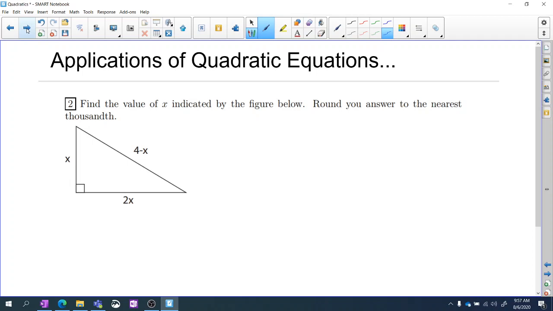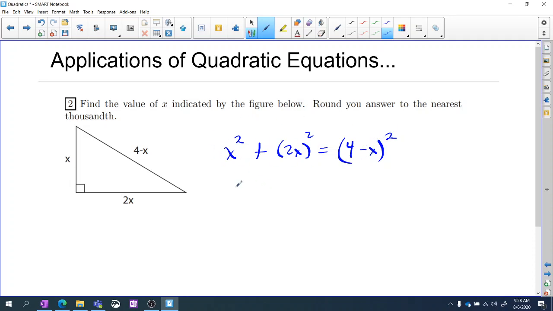Okay, a few more. This one wants us to find x on the indicated figure below. Round your answer to the nearest thousandth. Key here is the right angle in the corner, which means this diagram represents a right angle triangle, which means it must follow Pythagoras' theorem. So if I square one of the legs, and then I square the other leg, I have to get the hypotenuse squared. Every right triangle must satisfy Pythagoras' theorem.